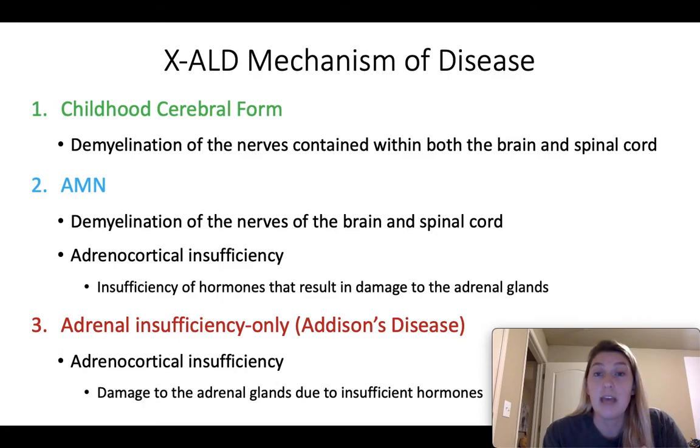In the second type, the AMN, we see both the neurological and the adrenal effects. We have the demyelination of those nerves again, but we also have adrenocortical insufficiency, which basically means an insufficiency of particular hormones. When we have that insufficiency of the hormones, it results in damage to the adrenal glands. The third type, adrenal insufficiency only, just like its name, only has the adrenocortical insufficiency. It does not have the demyelination of the nerves.